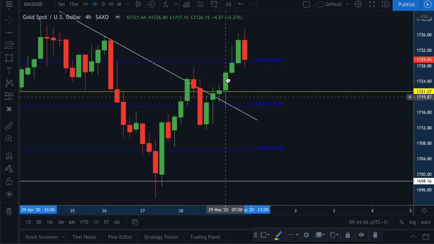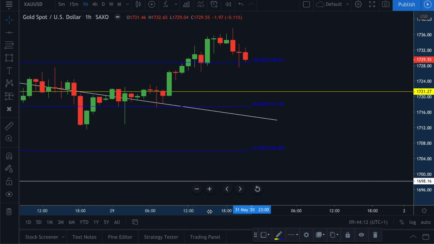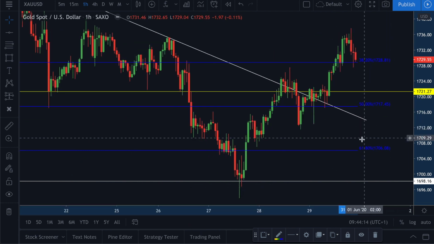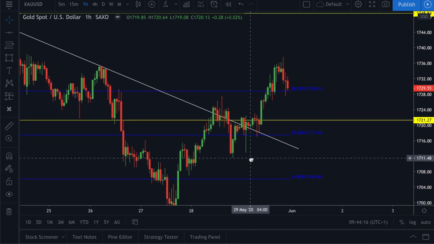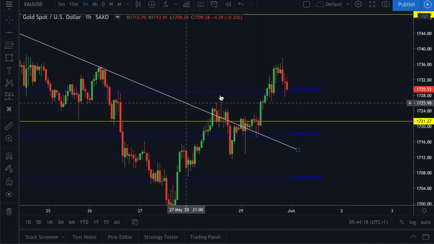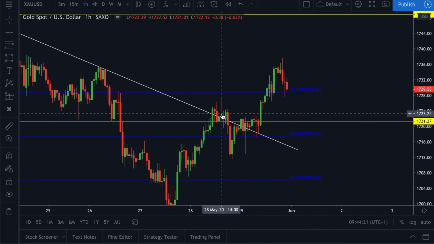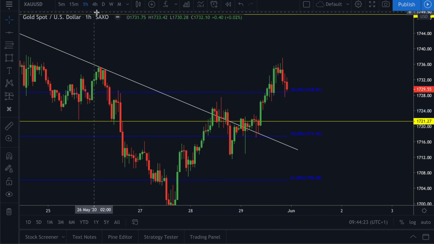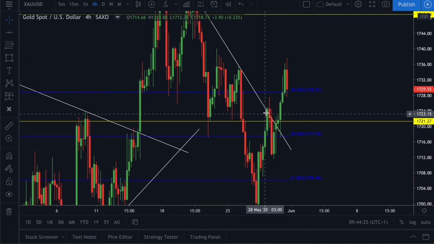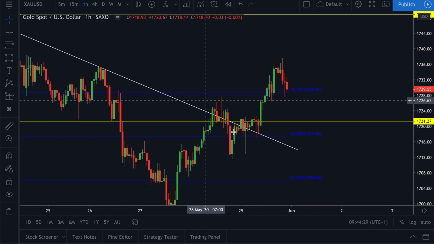If you want a 4 hour, you long from here, you'll be in very little profit. If you want the 1 hour, you'll probably be in a bit more profit. As you can see, it's not as clear, but when you go to the 4 hour, this is basically just a long wick, I believe. So a candle on a wick and then comes down.